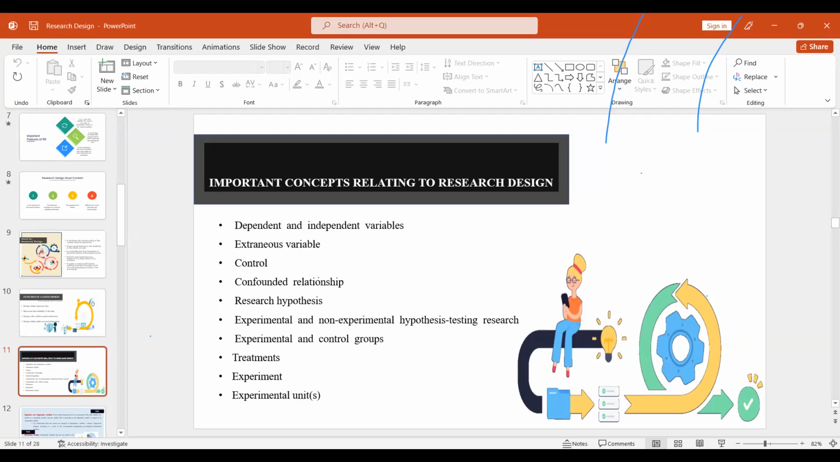And the next important concept relating to research design is experiment. The process of examining the truth of a statistical hypothesis relating to some research problem is known as experiment. For example, we conduct an experiment to examine the usefulness of certain spaces in the house.